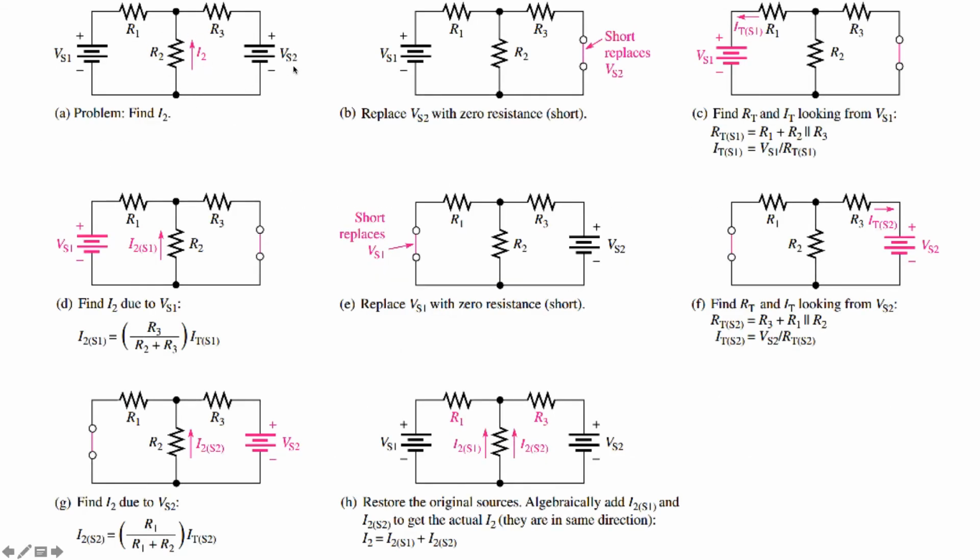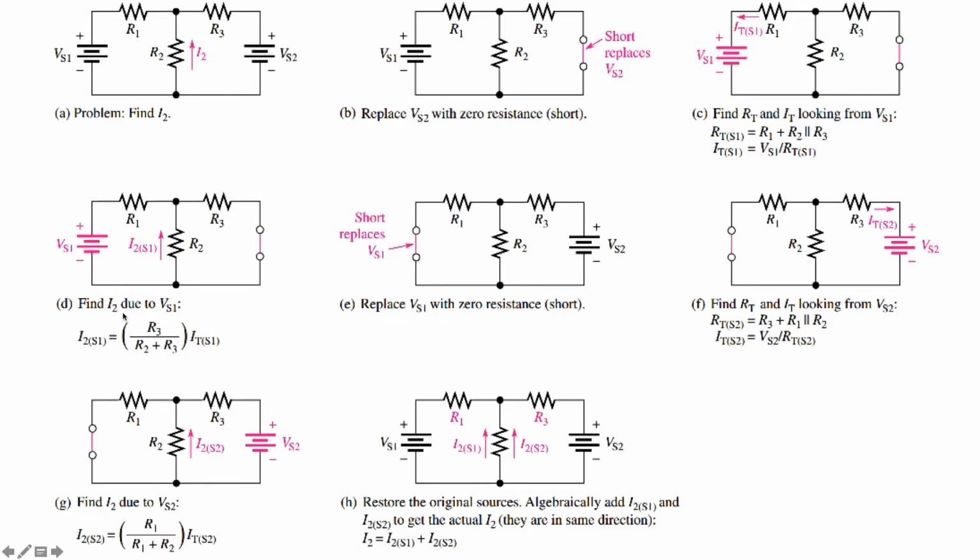To solve for I2, we first replace Vs2 with a short, and then solve for the current through R2. Note that by shorting Vs2, we already see that R2 and R3 are parallel to each other. Taking the equivalent resistance and then adding it to the series resistance to get RTS1, we can then solve for the current ITS1 equal to Vs1 divided by RTS1 as shown.